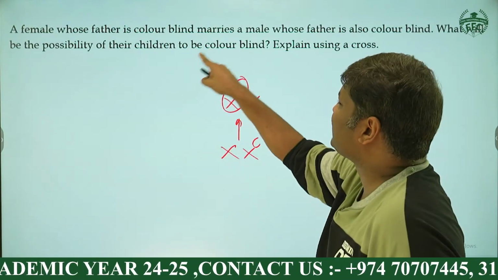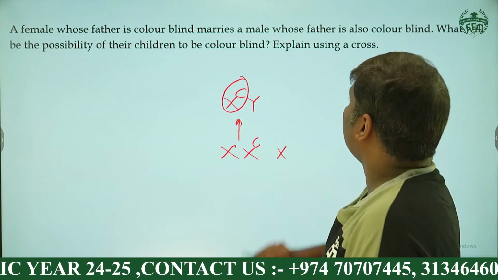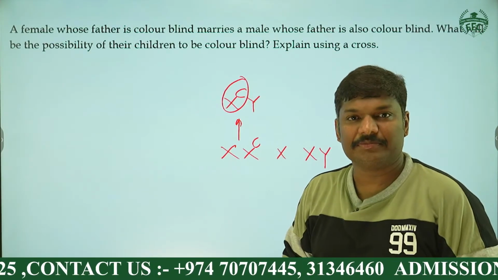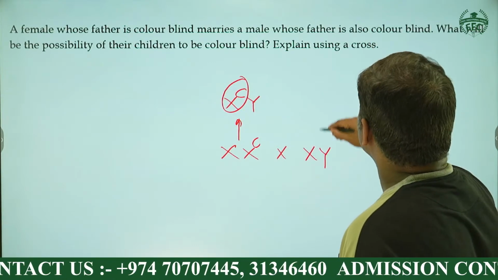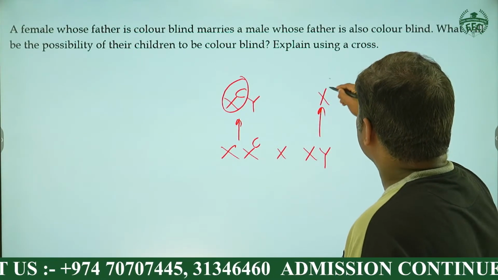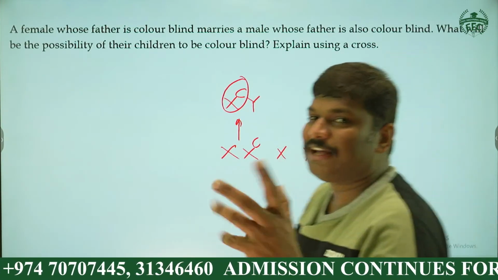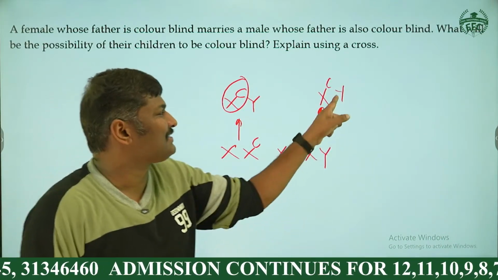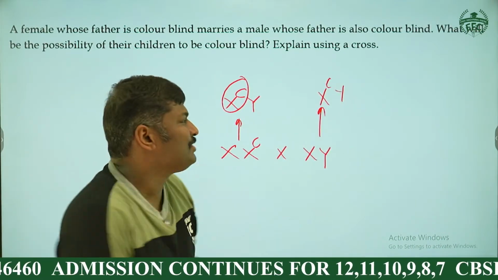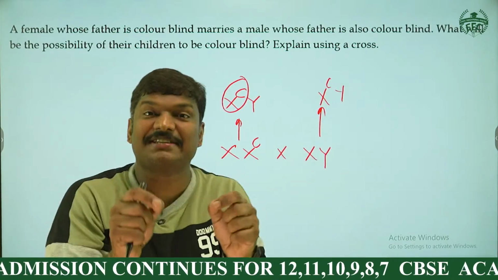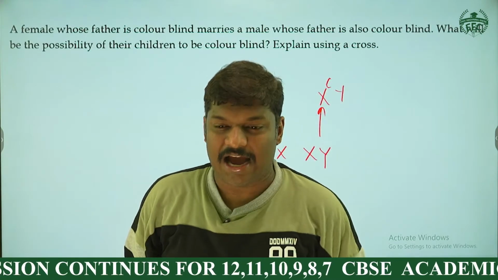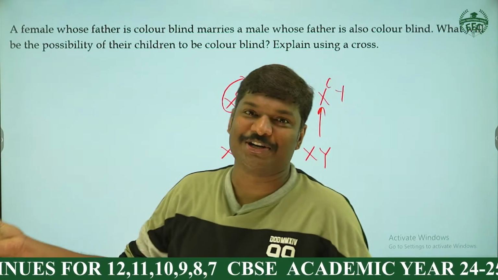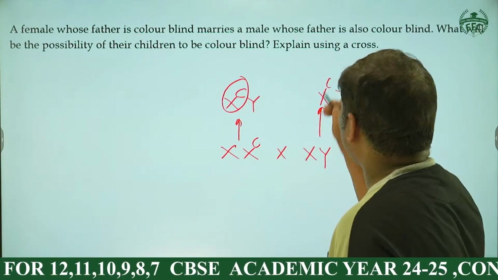A female whose father is colorblind marries a male. Male means what? What do you have to write? XY. Okay, a male whose father is also colorblind. Colorblind means XCY. But there is no problem for the husband. You can see the reason here. The father is XCY, which means X is coming only to the daughters, and for the son only Y is coming. Is there any issue for the Y? There is no issue for the Y, and the problem is there only for the X.